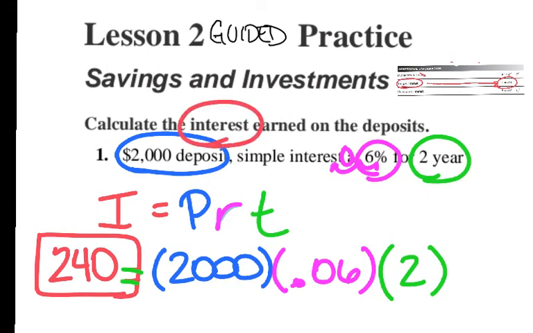You do need to be careful. Sometimes, I think on the CFA, it didn't ask for the interest. It asked how much was in the account. So if they do that on the STAR test, if they ask you how much is in the account, make sure you add the $2,000 and the $240, where your answer would be $2,240.